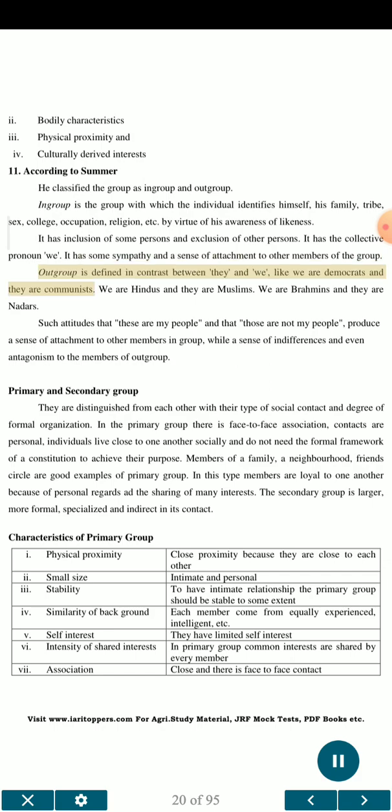Out-group is defined in contrast between "they" and "we", like we are Democrats and they are communists. We are Hindus and they are Muslims. We are Brahmins and they are Nadars. Such attitudes, that these are my people and those are not my people, produce a sense of attachment to other members in the group, while a sense of indifference and even antagonism to the members of the out-group.